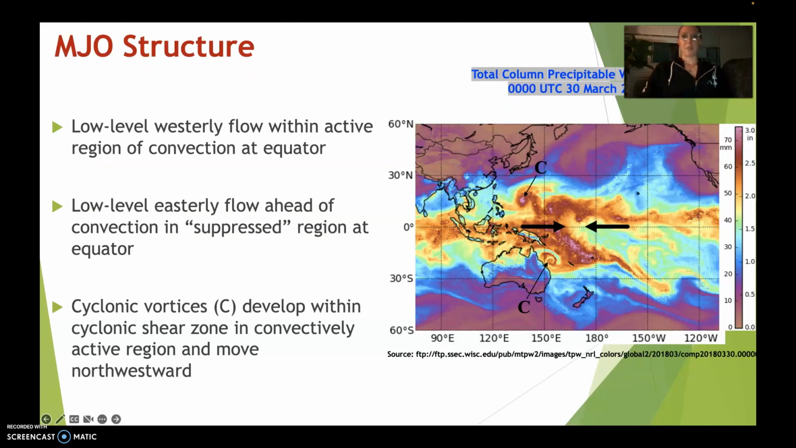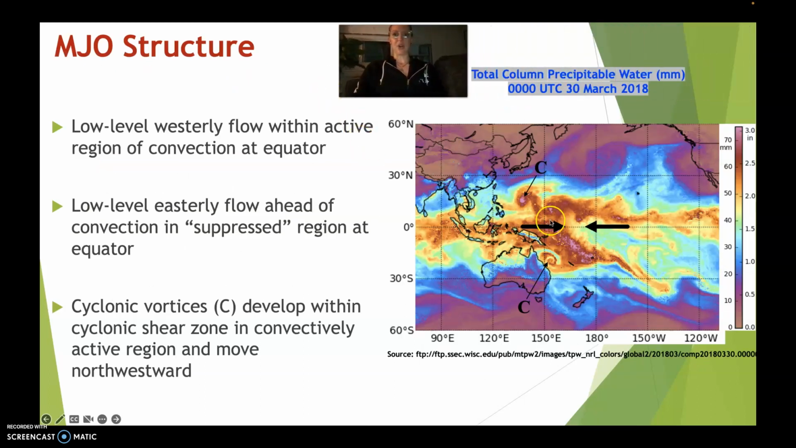The structure of the MJO is really quite fascinating, honestly. This image here is looking at the total column precipitable water. You can basically think of it as moisture. The red sections here are indicating more moist areas. And the black arrows are indicating this westerly and easterly flow of active convection coming together near the center here. Ahead of this convection is a suppressed region at the equator. Notice how there's not as much strong red color here where this rightmost arrow is.